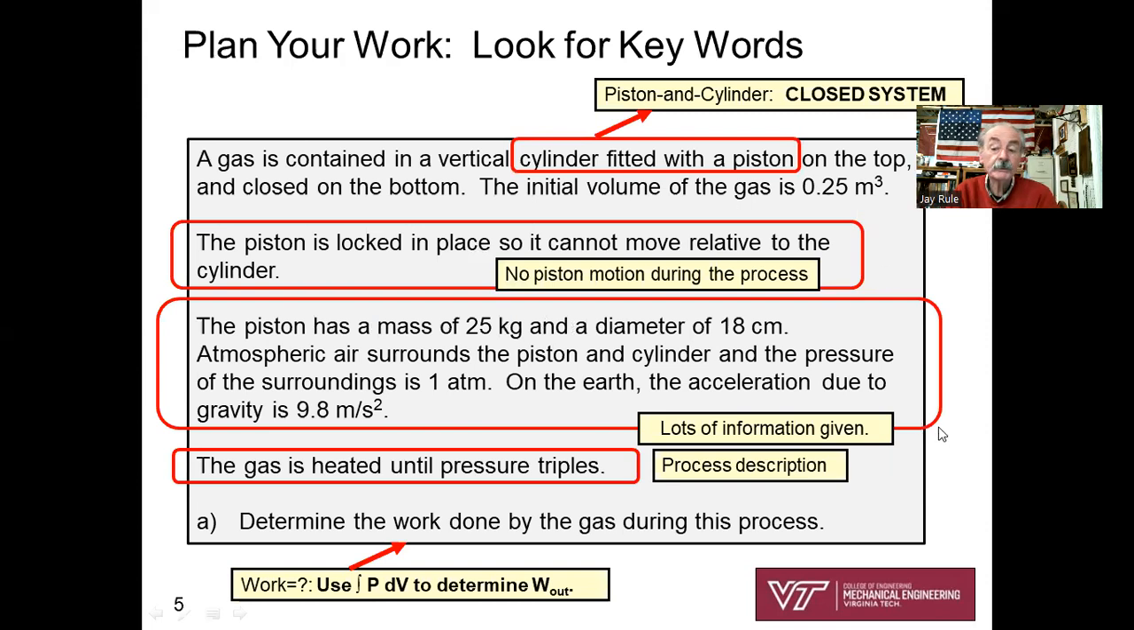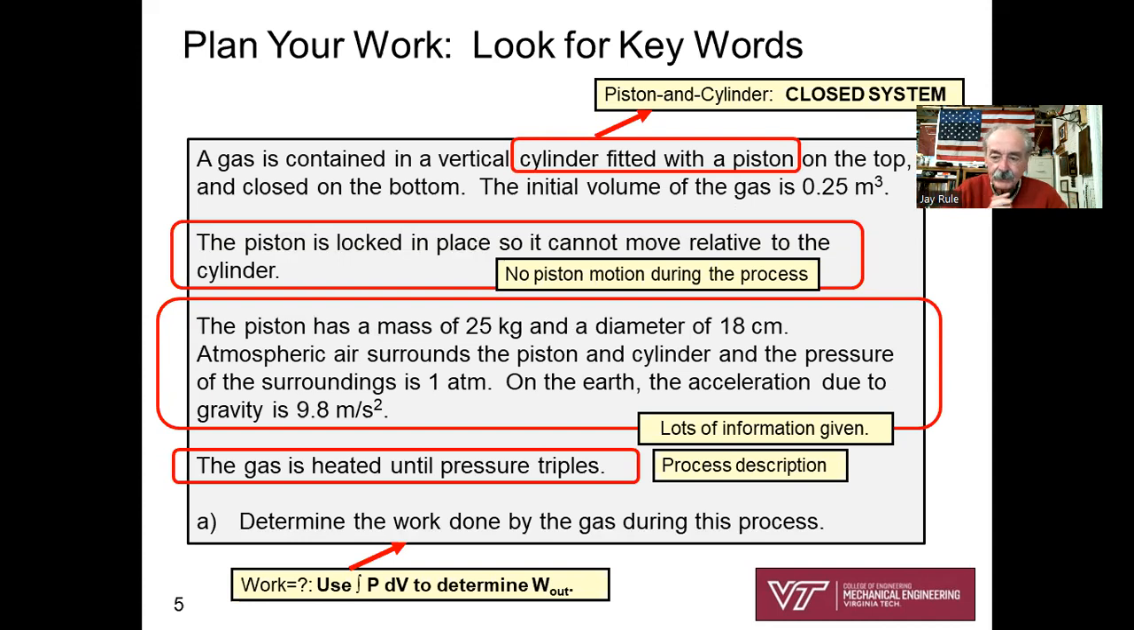And before we start with a sketch, as we read the problem, let's look for key words. Cylinder fitted with piston. I hope you're developing a habit of writing down, when you draw your sketch, closed system for this type of process. At least you recognize it's a closed system. Okay. The piston is locked in place so it can't move relative to the cylinder. It says no piston motion during the process.